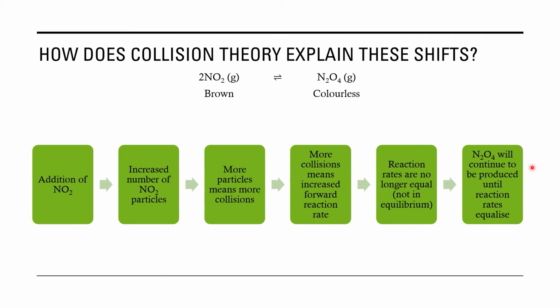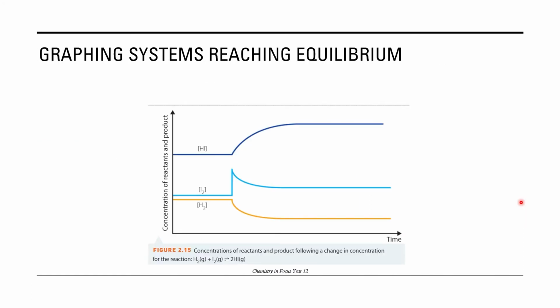And as that additional nitrogen dioxide begins to become consumed, its reaction rate will decrease. And eventually those reaction rates will equalize. Again, at that point, we're back at equilibrium. A lot of the time, we like to visually represent that change as it happens, and we can graph the concentration changes of all of the substances that are in equilibrium against time.